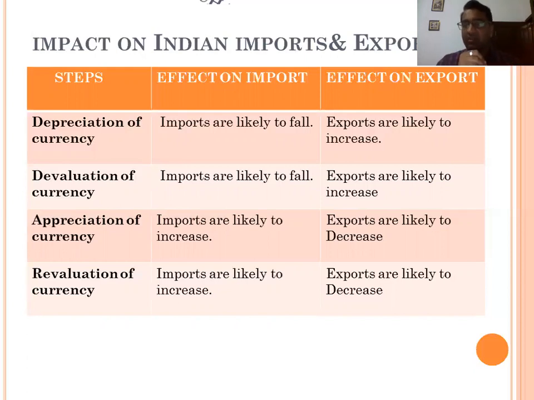Appreciation of currencies: appreciation means the value of the domestic currency increases compared to another country's currencies. Due to that, now our value increases, so we are able to purchase more goods from another country, so our imports increase. Exports are likely to decrease because our goods are costly for foreigners now, so they will purchase less quantity. So exports are likely to decrease and imports are likely to increase. The same effect applies to revaluation of currency: imports are likely to increase and exports are likely to decrease.